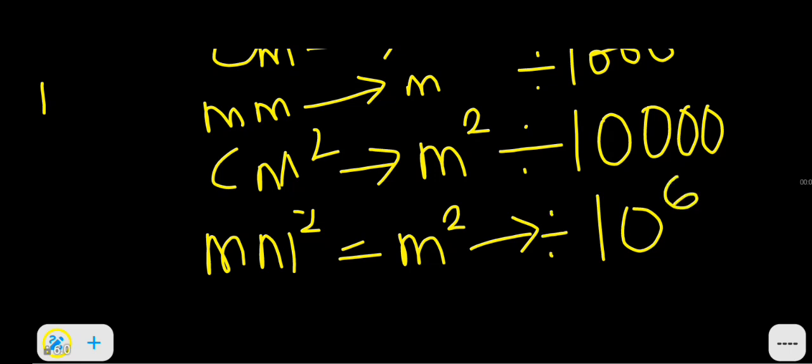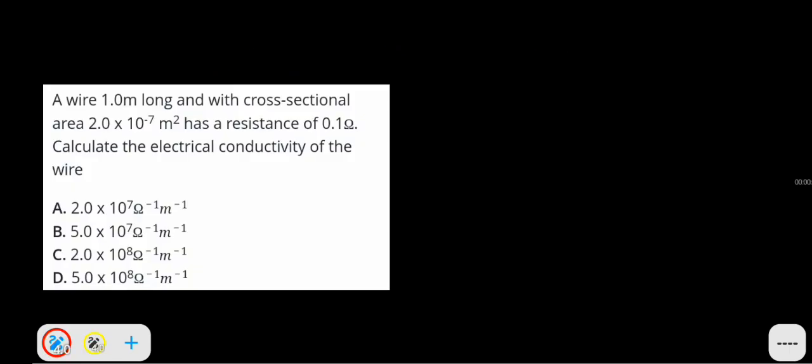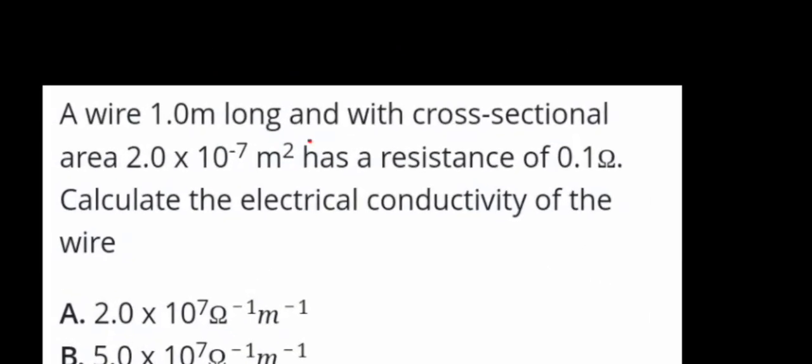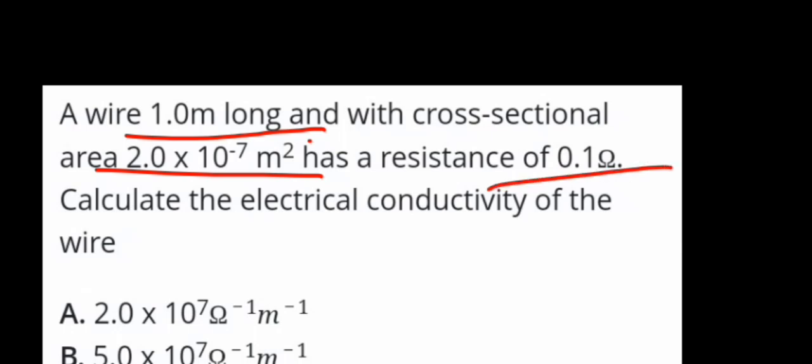So let's take some questions that will help you in your resistivity calculations. Very straightforward. Let's take the first JAMB question. We are told that a wire 1.0 meter long with cross-sectional area 2.0 times 10 raised to the power -7 has a resistance of 0.1 ohms. Find the conductivity. Take note, not resistivity, the conductivity.